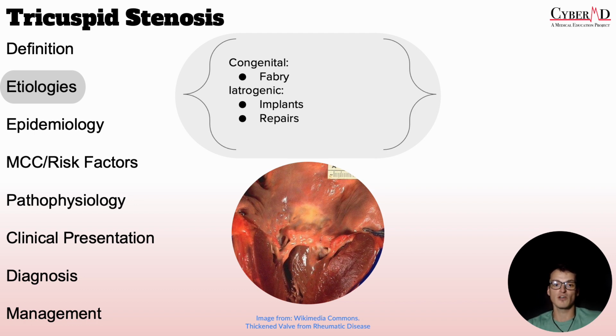Iatrogenically, tricuspid stenosis can be caused by permanent pacing or the fusion of an implantable defibrillator, the leads passing through those structures, damaging the valve, causing fibrosis and stenosis. Most of that is going to be beyond the scope of Step 1, but I thought I would include it here for completeness' sake.